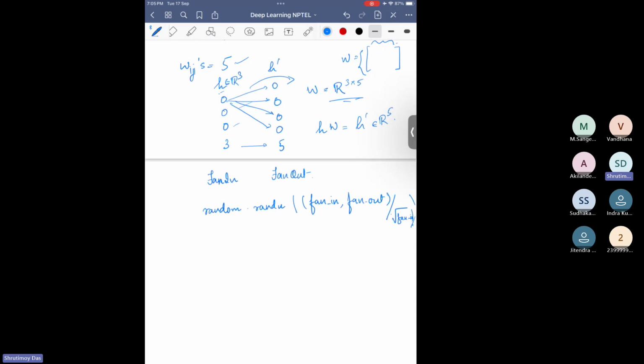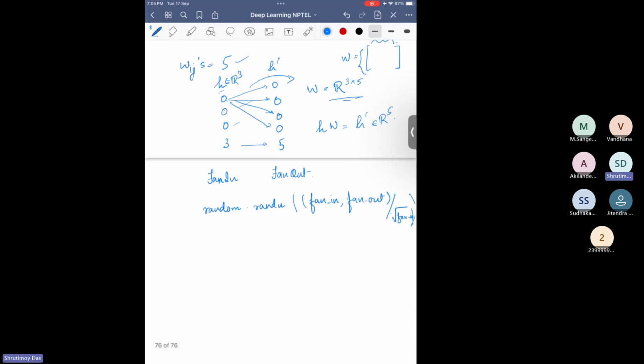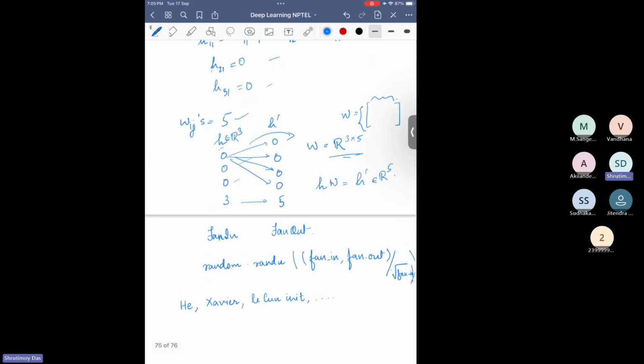Again, there is no theoretical guarantee that this is the best initialization scheme. It may differ from problem to problem, so this is a good place to start. There are various other initialization schemes available. You can look at the He initialization scheme, there is Xavier, and there are a few others. This is LeCun initialization and so on. So this is it about initialization. Anything to ask about initialization?